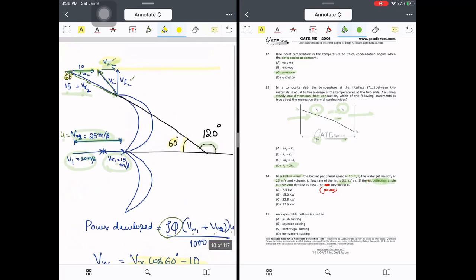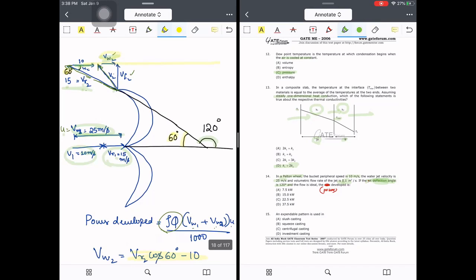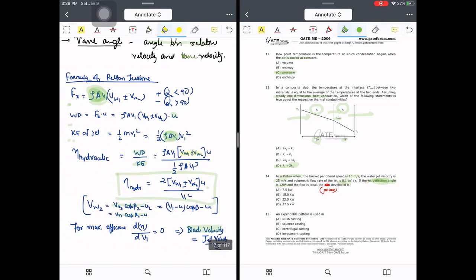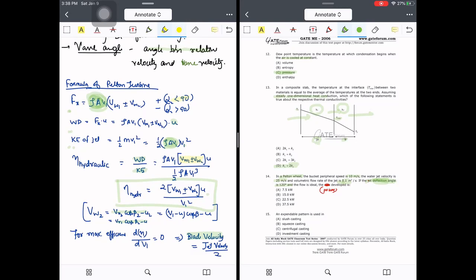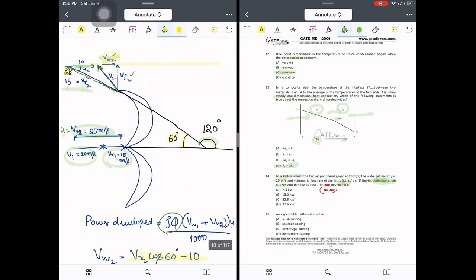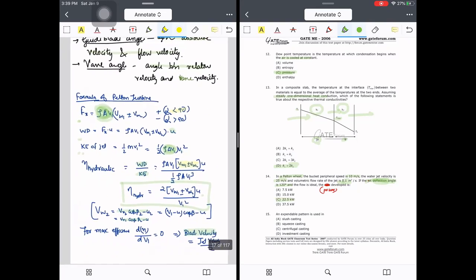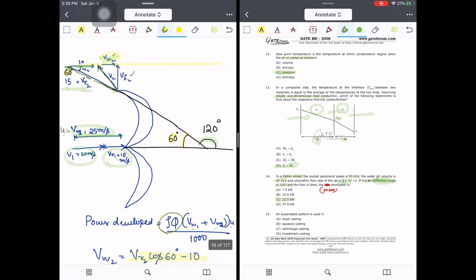Now the power will be mass per second into 25, which is my whirl velocity, initial whirl velocity, minus 25 per second. Since alpha is less than 90 degree, so this will be plus Vw2, as I have mentioned here. So plus of minus 2.5 is equal to minus 2.5, and that is equal to 22.5 kilowatt. So the answer is 22.5 kilowatt.